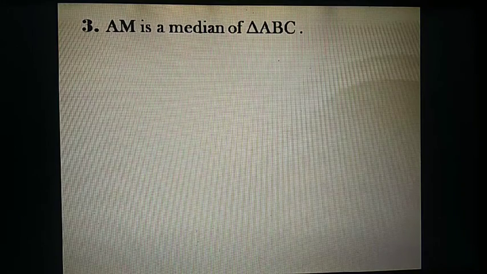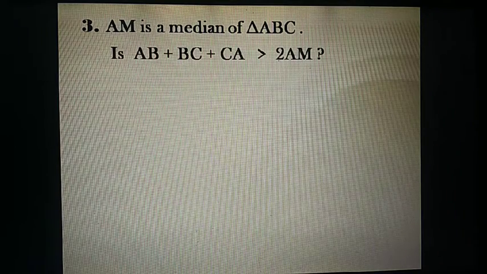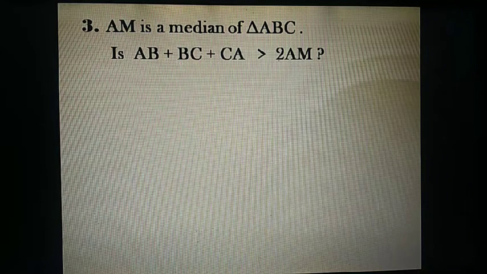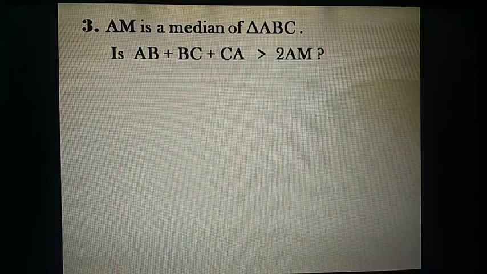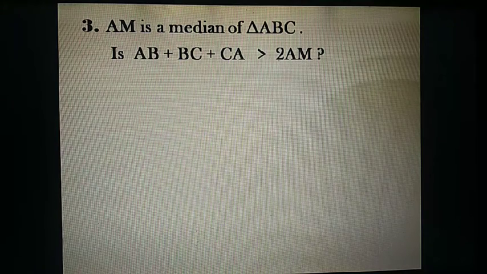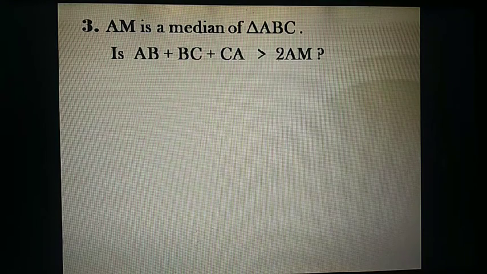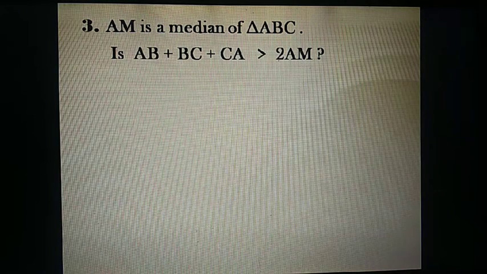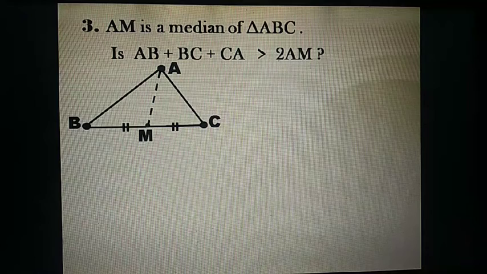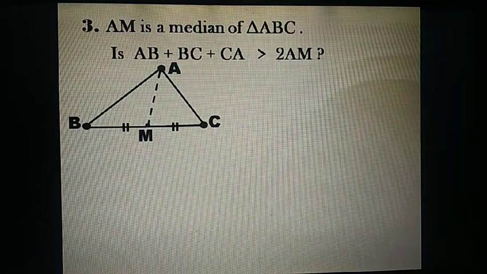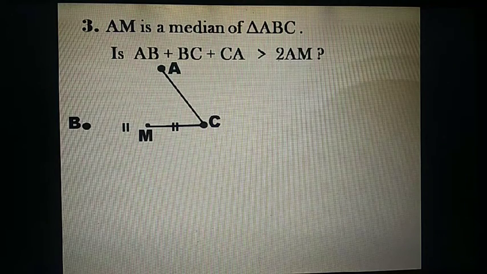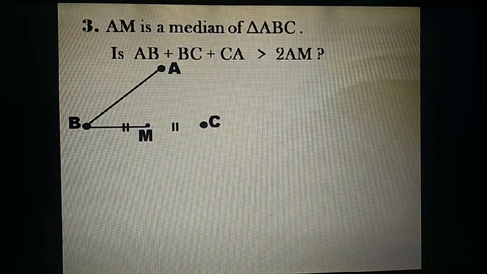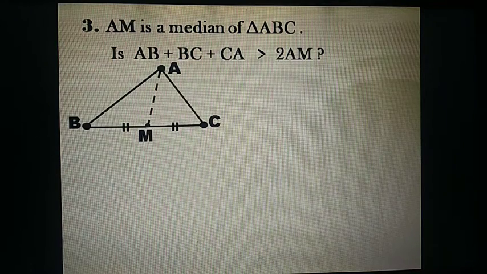AM is a median of a triangle ABC. We have to prove whether AB plus BC plus CA is greater than 2AM. In the proof statement, there is a greater sign. It means we will use the property here that the sum of two sides should be greater than the third side. So here, AM is a median. Here we are having two triangles. One is on the left of the median, one is on the right of the median.